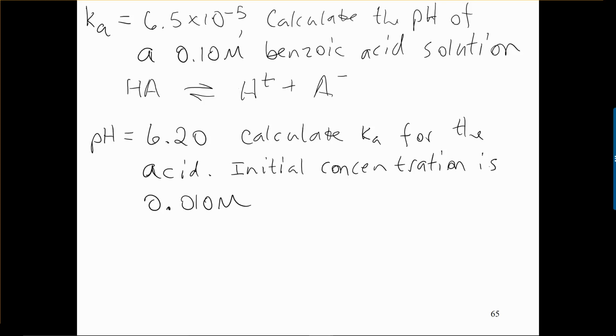pH equals 6.2. Calculate Ka for the acid. Initial concentration is 0.01 molar. So set up a RICE table just like you did.